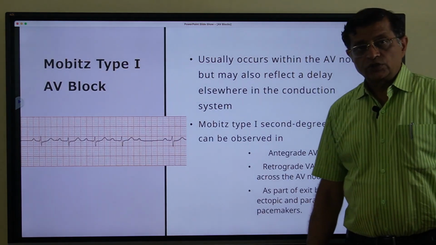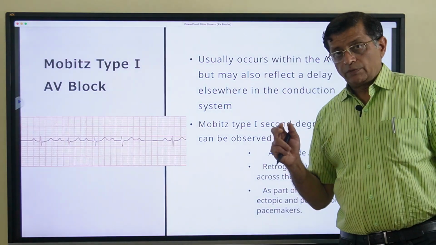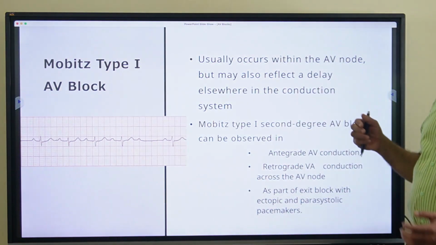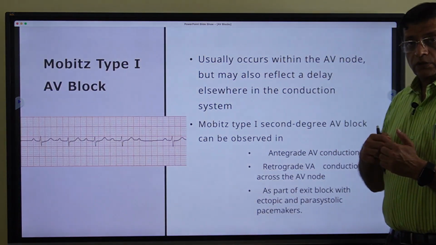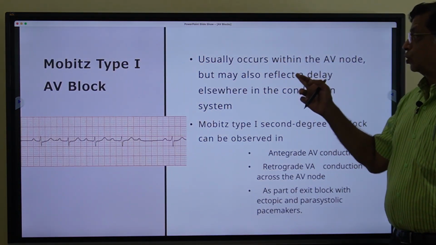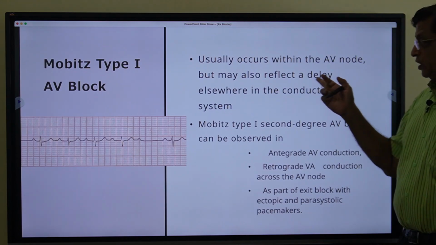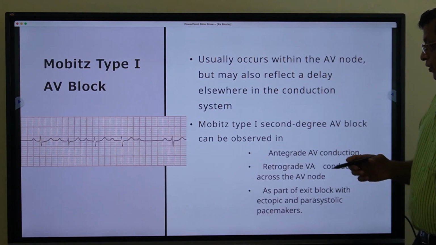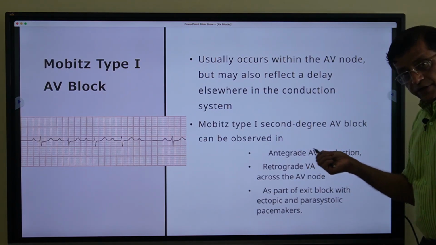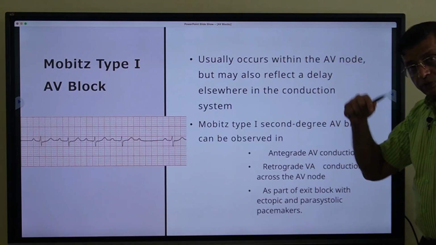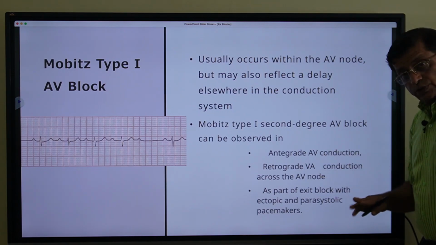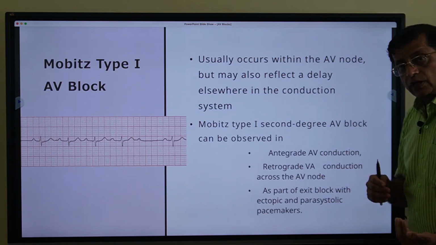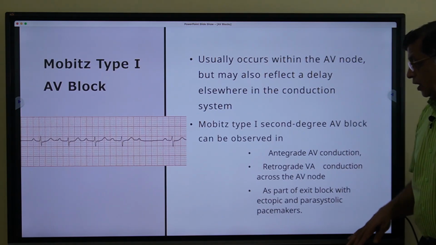So let's discuss Mobitz type 1 or Wenckebach block. This usually occurs within the AV node. So this PR prolongation block occurs usually within the AV node, but may also reflect a delay elsewhere, that is, in the bundle of His as well. This can be seen in antegrade AV conduction when the impulse is coming from the SA node. This can also be seen in retrograde conduction when the impulse is arising from the ventricle and getting conducted to the atria.